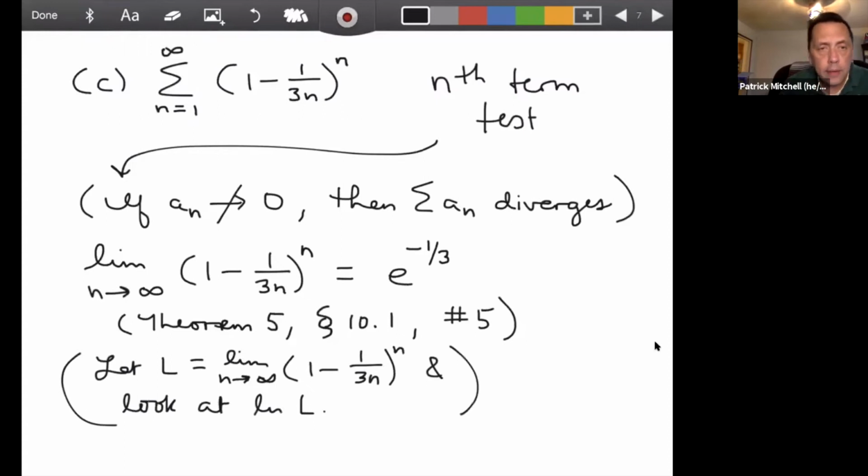All right, but the important thing about this limit, e to the negative 1/3, is that it is not 0. And because that limit is not 0, this series diverges.